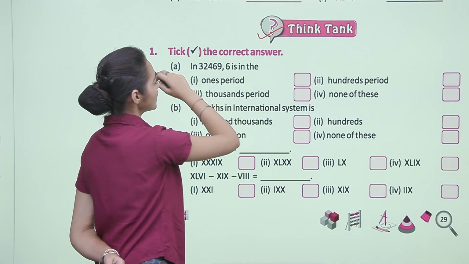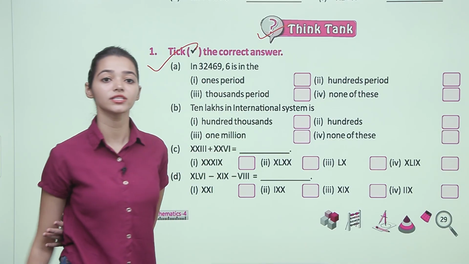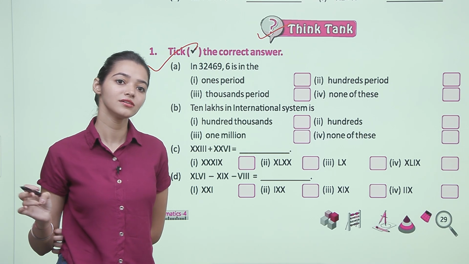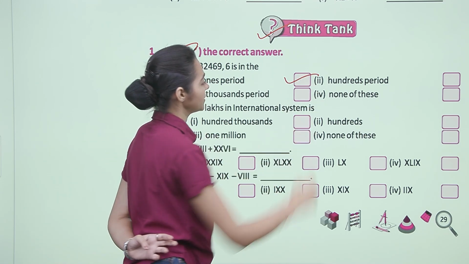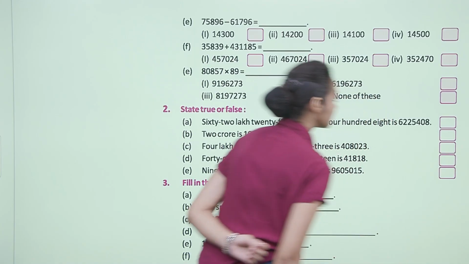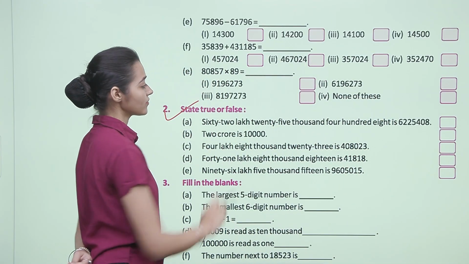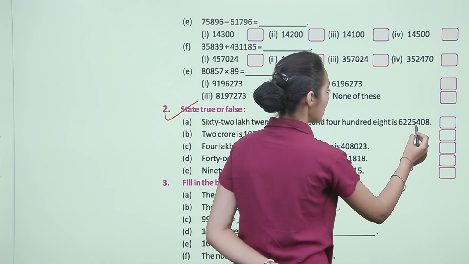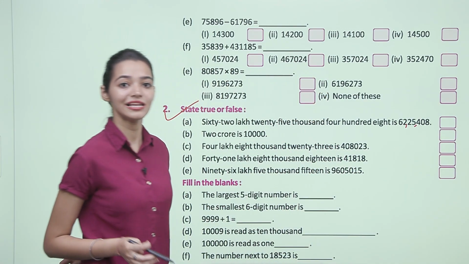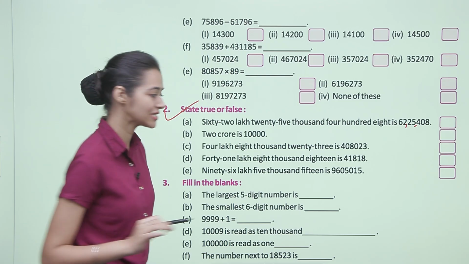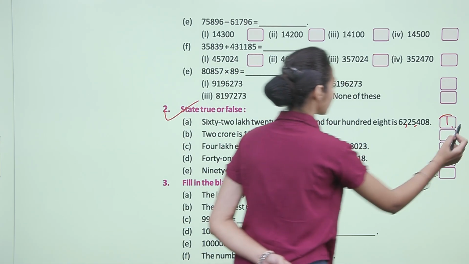Now let's start with the think tank. In the first one we have to choose the correct option. In 32,469, 6 is in the ones period. That's how you have to complete the remaining part. Now in the next one we have to state true or false. This is 62,25,408. Yes, it is a true statement.